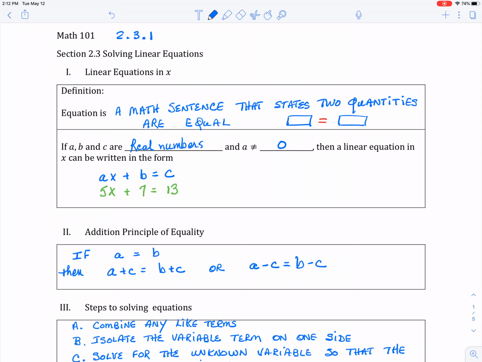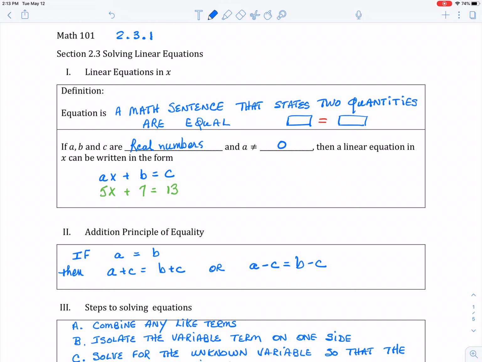An equation is a math sentence that states that two quantities are equal. I've given you a little illustration here with something on the left, something on the right, and an equals mark in the center. That's the way an equation is written. Now remember, we talked about expressions last time, and an expression does not have a left side equal to a right side. So that's how you're going to recognize an equation: two sides, left and right, that are equal.